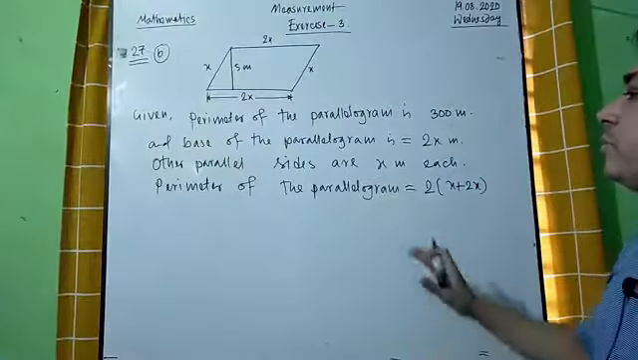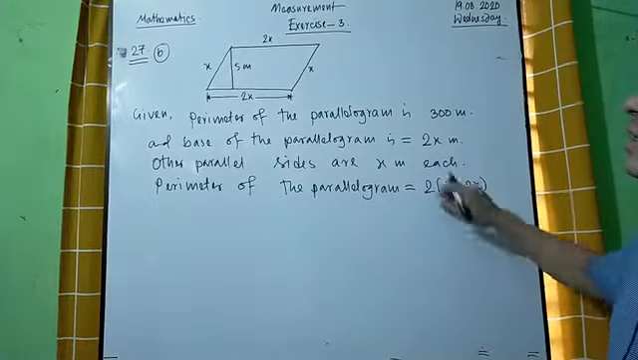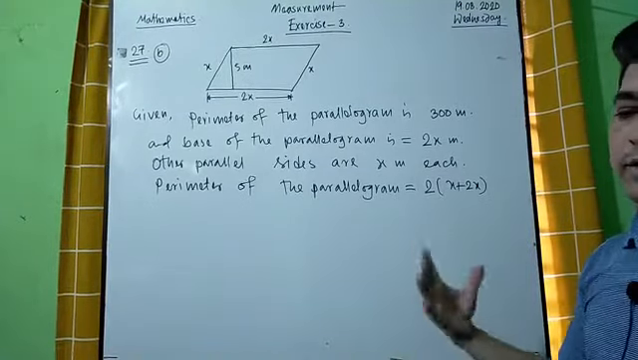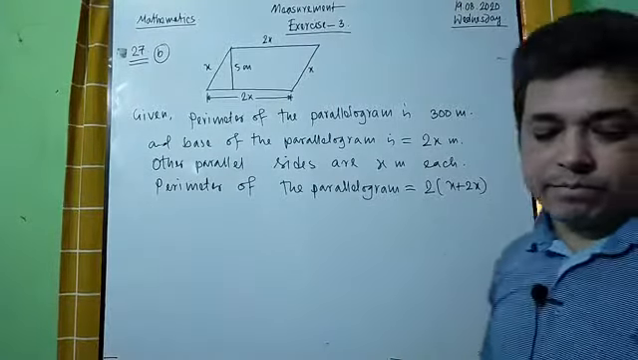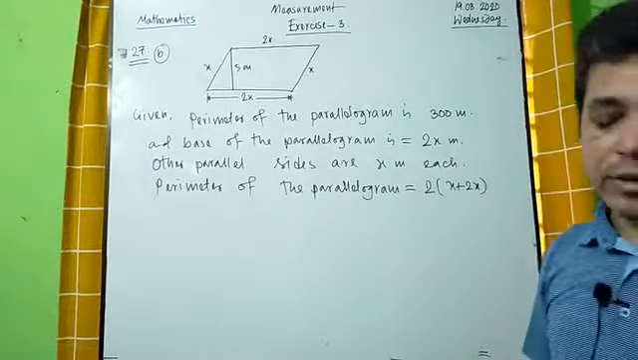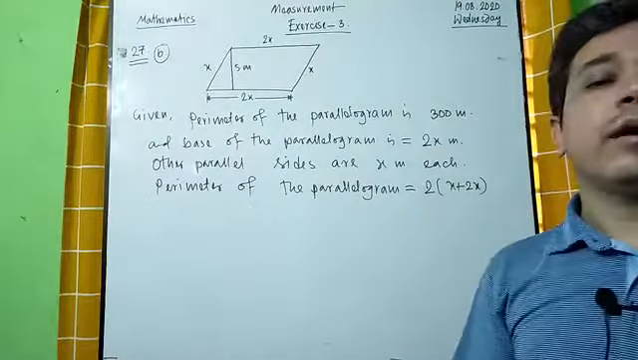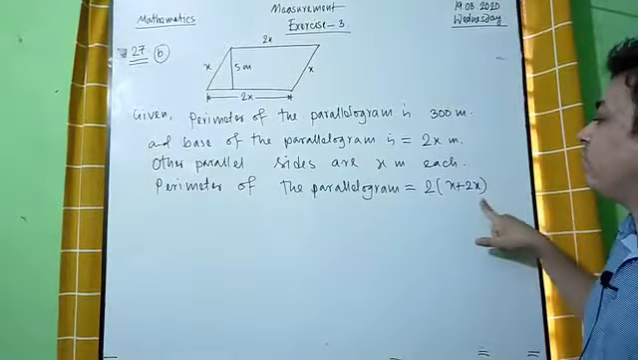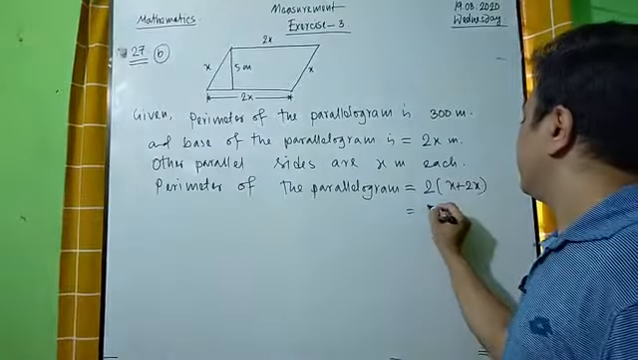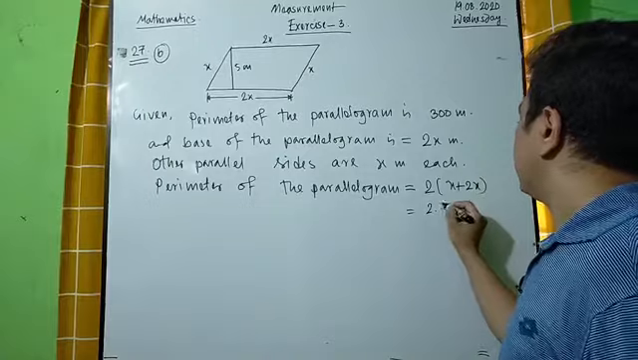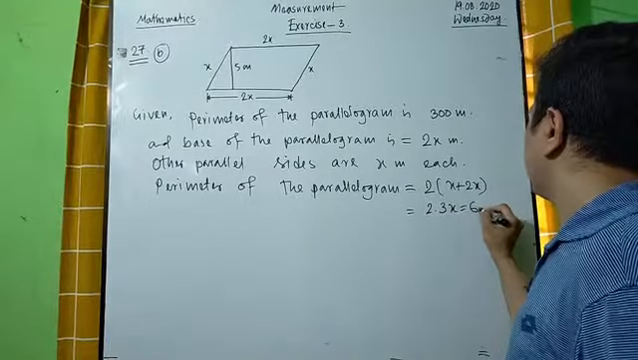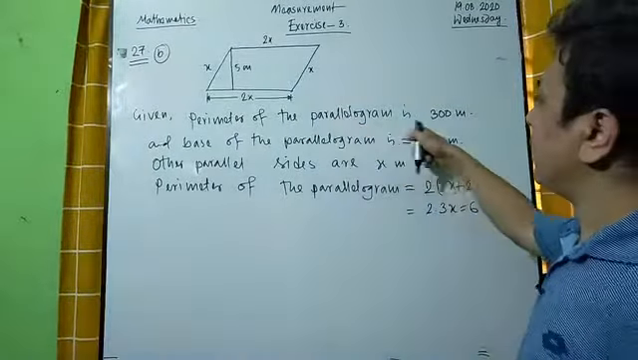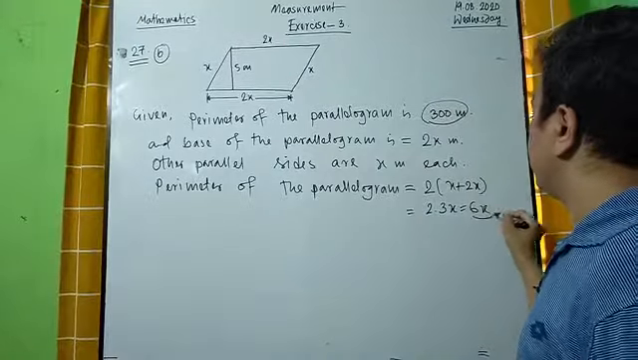The main concept is perimeter is always the sum of all sides. Here given parallelogram, that is why sum of four sides. If we have given a pentagon, sum of 5 sides. If we have given a hexagon, sum of 6 sides. So we can write here 2 into x plus 2x is 3 times of x equals 6x. Perimeter of the parallelogram is 300 meter and here is 6x meter.